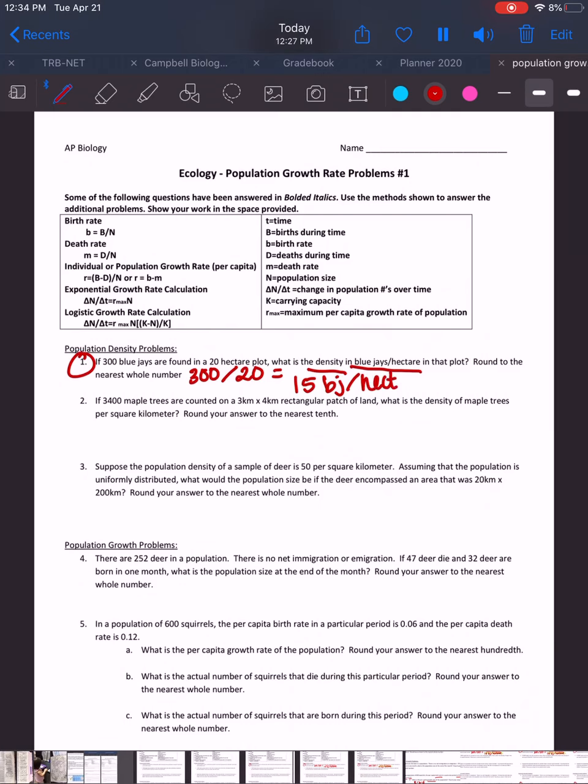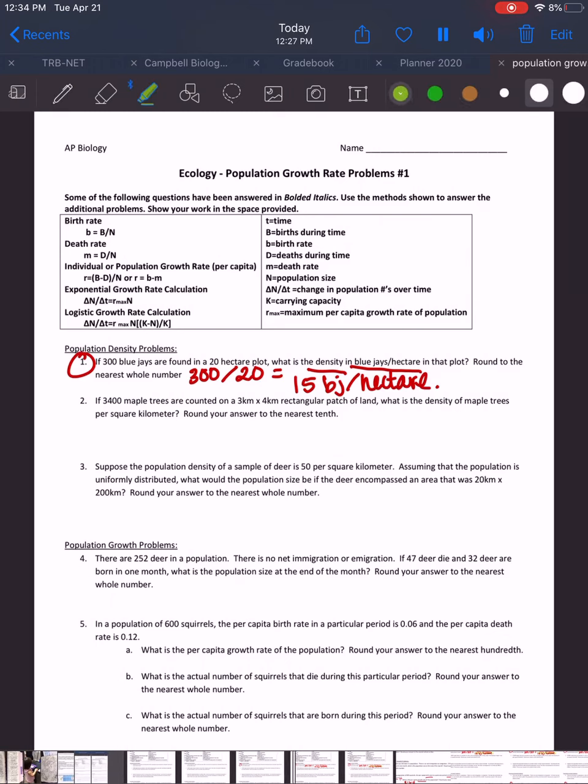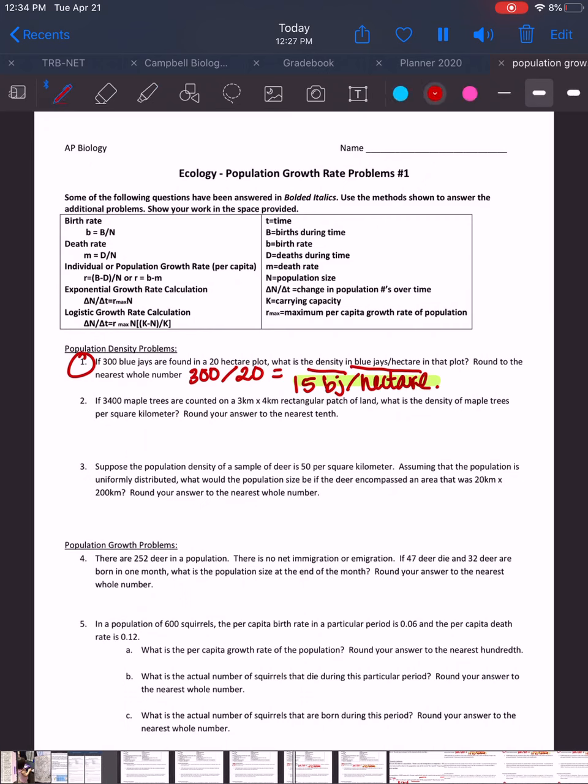Okay, so pretty straightforward. Numbers 2 and 3 pretty much go around the same thing. It won't be hectares, it would just be kilometers squared for each of those. So you'd have to calculate that area first before you divide.